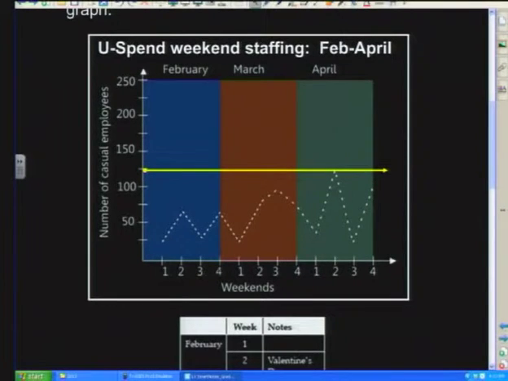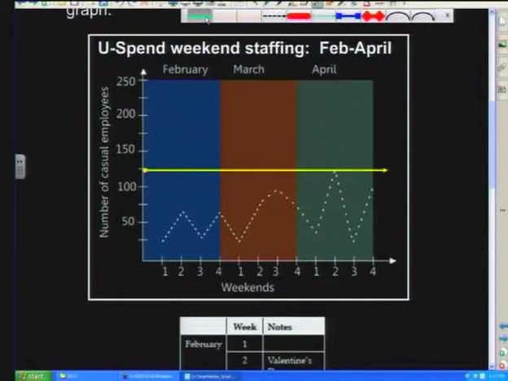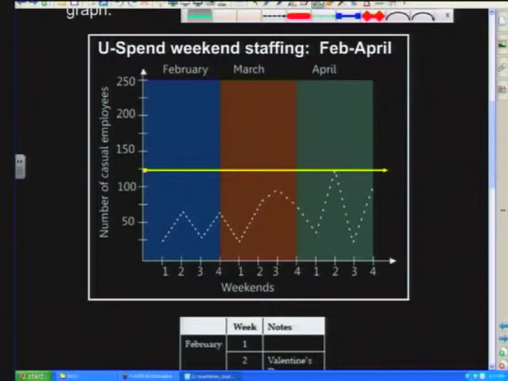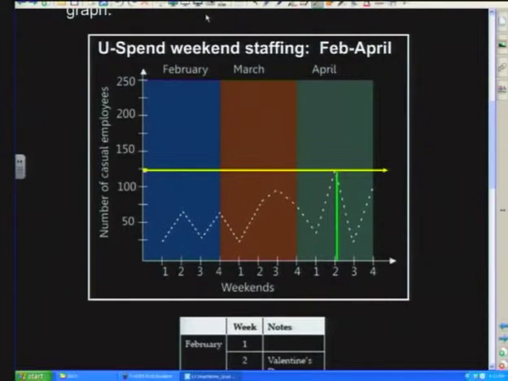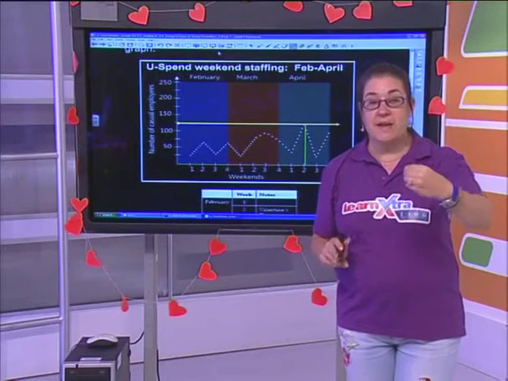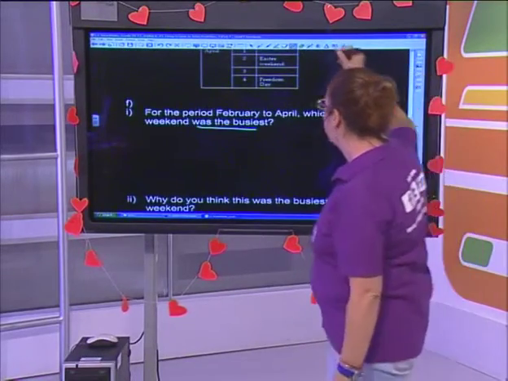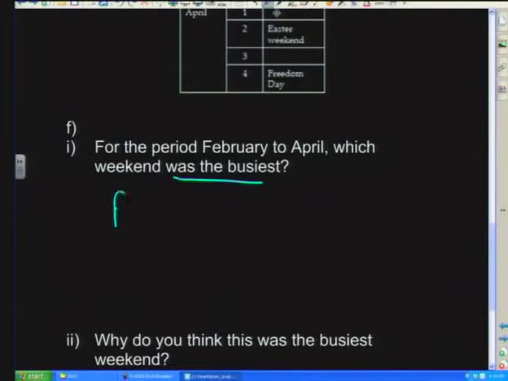And now I've got to the point where there's the most casual employees. And now I'm going to draw a line down from there and see which weekend it was. Okay, that didn't work. So move that over a little bit. Let's undo that. Let's try that again. Okay, let's delete that. Try that again. See if I can get a straight line this time. So we're doing a down, down. And you can see that it is week 2 in April. That is our busiest time of the shop because that's when we needed the most casual workers. So let's say which period? It was April week 2.